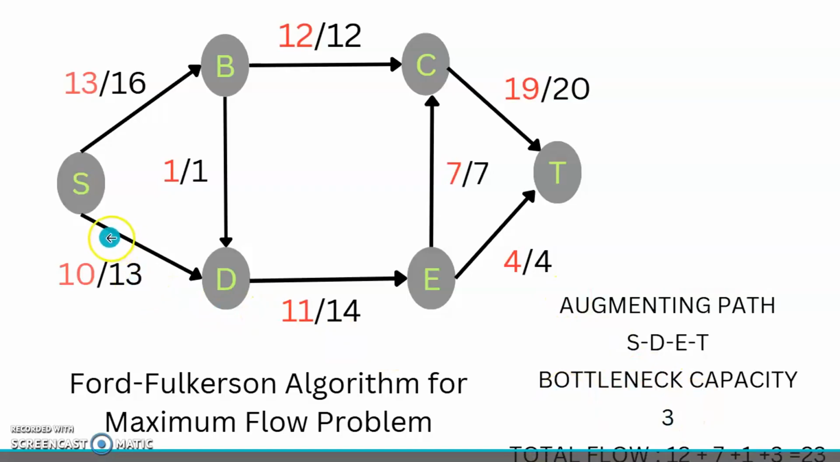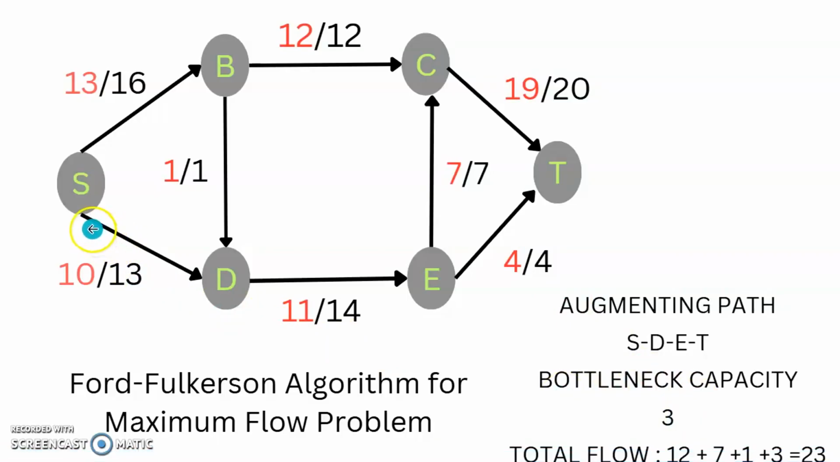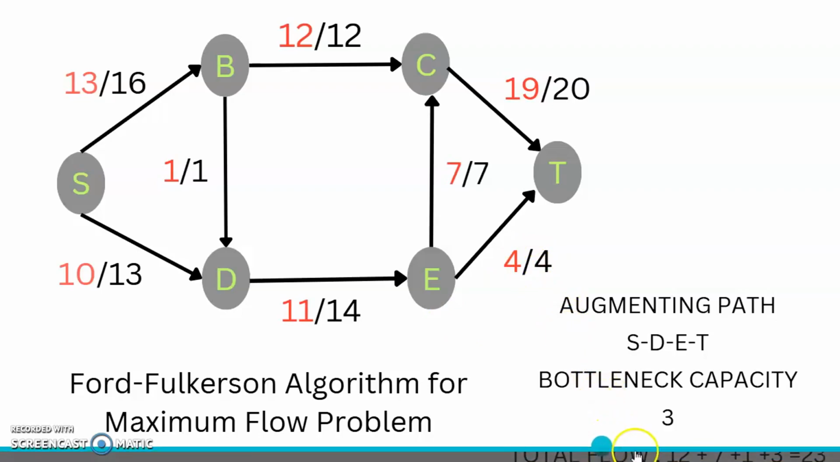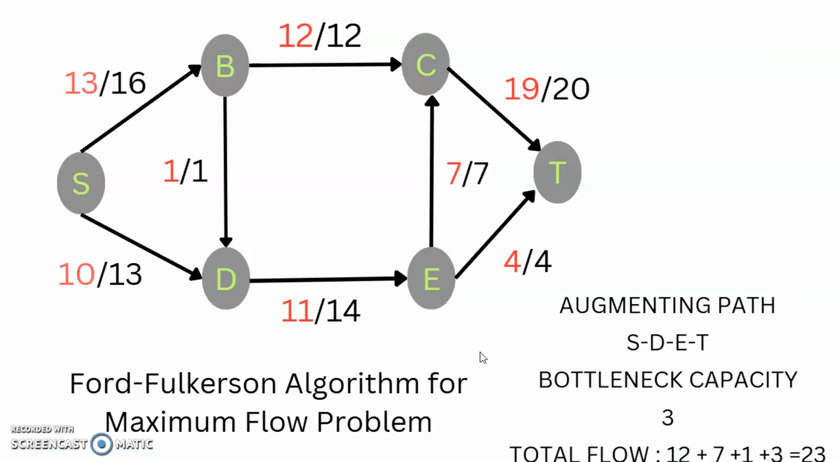So we can send only 3 in this path, S to D, D to E, then E to T. So that is why this value will become 10 out of 13. This value will become 8 plus 3, 11 out of 14. This value will become 1 plus 3, 4 out of 4. That is completely used. So the new total flow is equal to 12 plus 7 plus 1 plus 3, 23. So the maximum flow in this network from source to sink is 23.